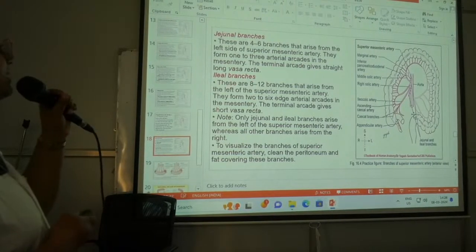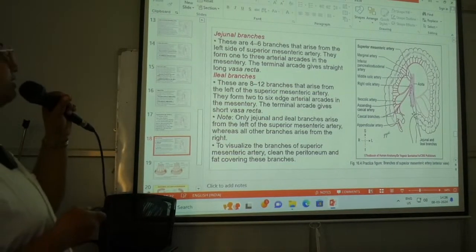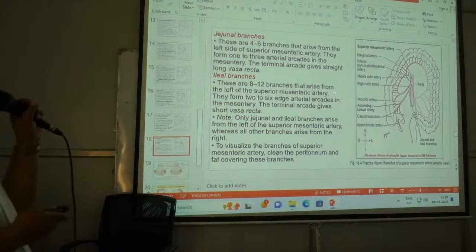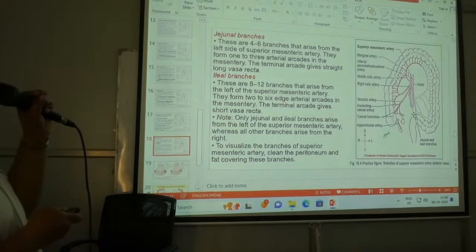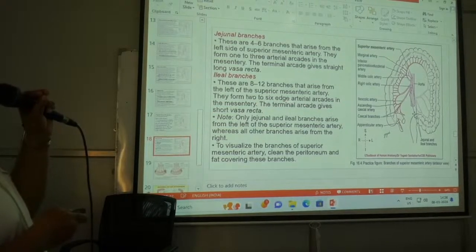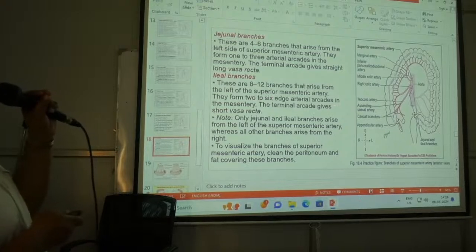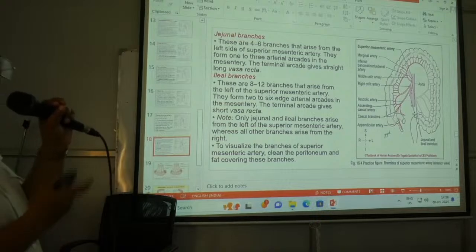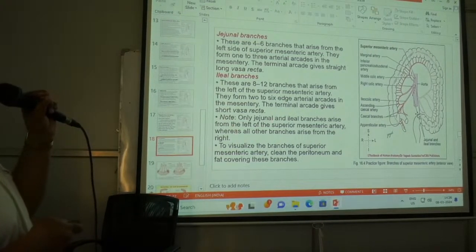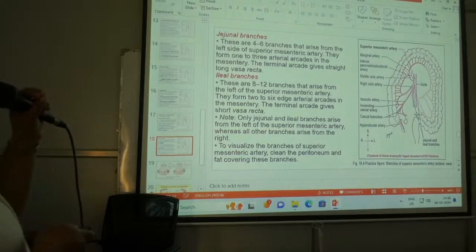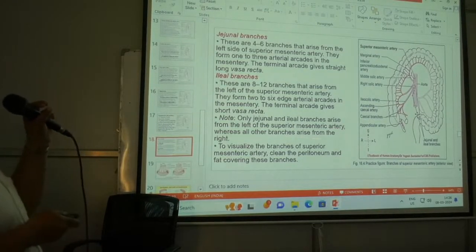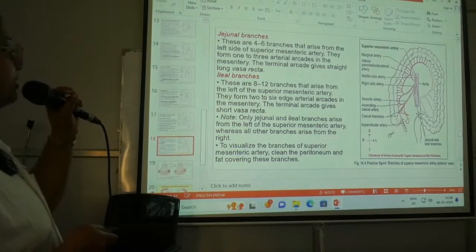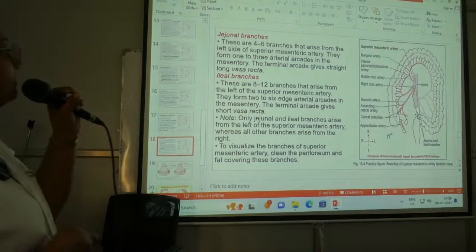Then ilial branches, 8 to 12 branches that arise from the left of the superior mesenteric artery, and they form 2 to 6 arterial arcades in the mesentery, and the terminal arcades give short vasa recta that I have explained previously in this diagram. And note, only jejunal and ilial branches arise from the left of the superior mesenteric artery, whereas all other branches, that means the colic branches, all arise from the right side of the superior mesenteric artery.